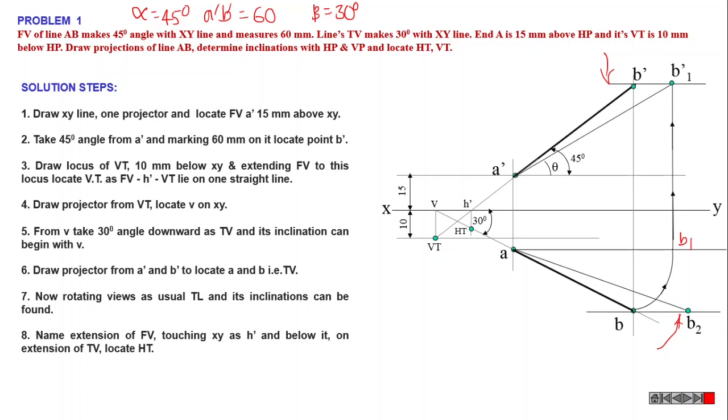Then we can locate point B2, or we can draw AB2, having the same length as that of A dash B1 dash. This one is the true length, and similarly this one is also a true length. By drawing this true length in top view, we can find the true inclination with VP, which is the angle between the true length in plan and the xy line. That is the final answer.